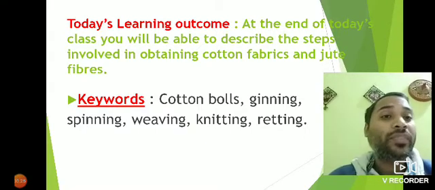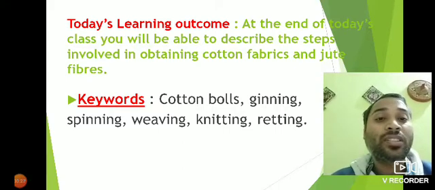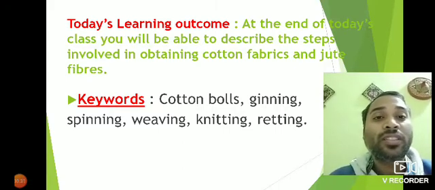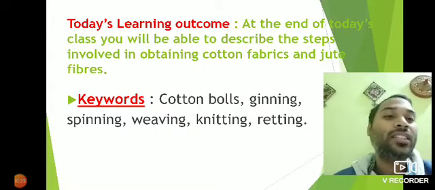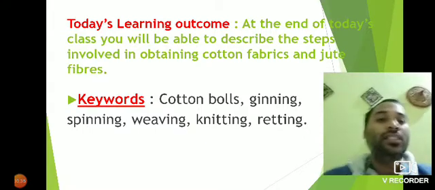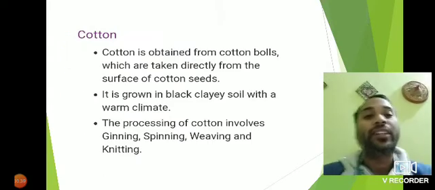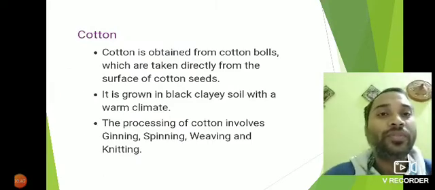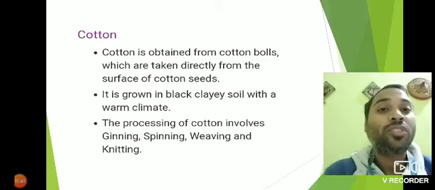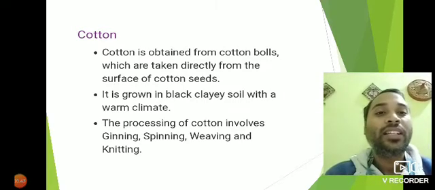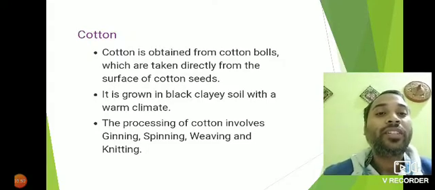So these are some of the keywords which we will come across while discussing today's topic. That is cotton balls, ginning, spinning, weaving, knitting and retting. So let us first discuss obtaining cotton fabrics. Cotton is obtained from cotton balls, which are taken directly from the surface of the cotton seeds, and it is grown in black clay soil with a warm climate.